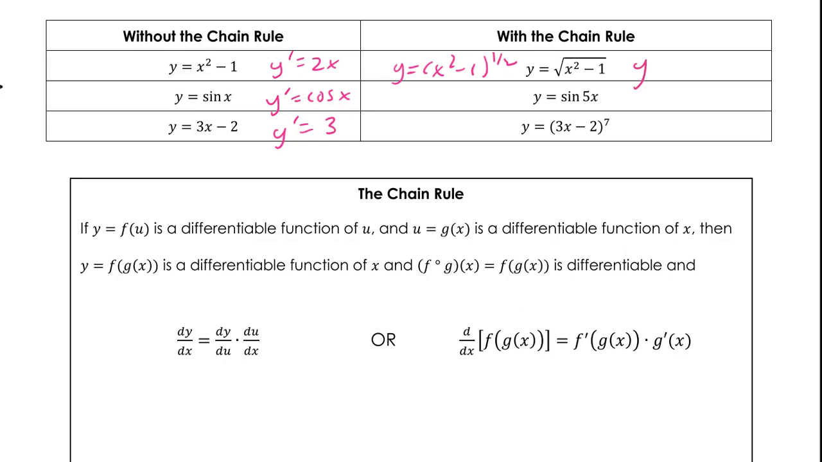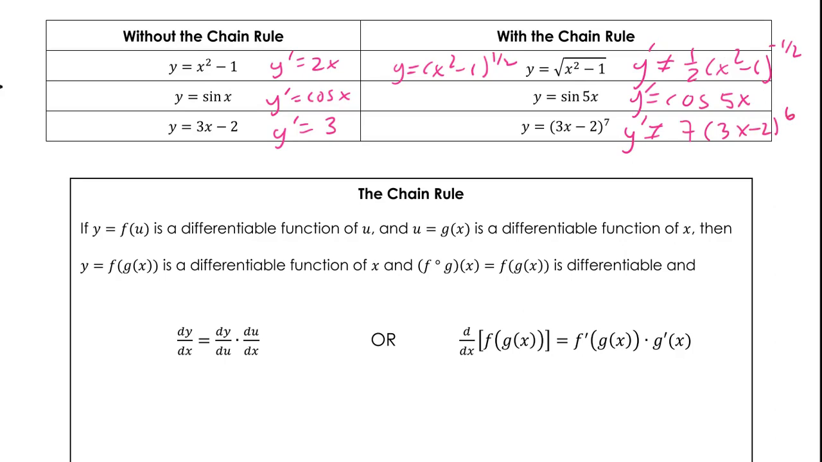Now, I need you to know that the derivative here is not 1/2 x squared minus 1 to the negative half. Over here on the left, we just had an x raised to 2, and we could apply the power rule. Over here, we have all of this raised to the half, and we need to learn chain rule now. Okay, this next one, this is not cosine of 5x. Look to the left. This was just an x. Now we have a 5x, so that's totally different. Same thing here. You can probably guess what I'm going to say. This derivative is not 3x minus 2 to the 6.